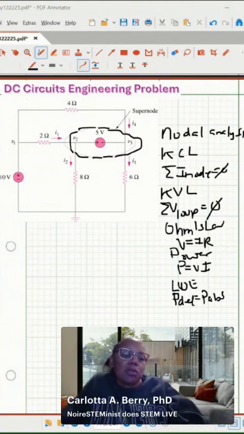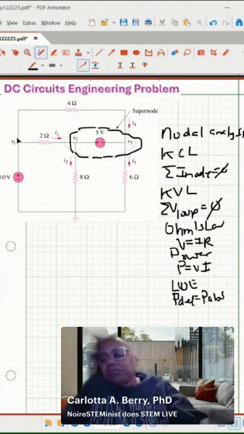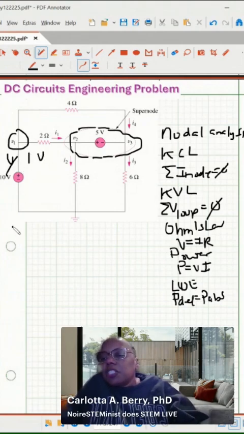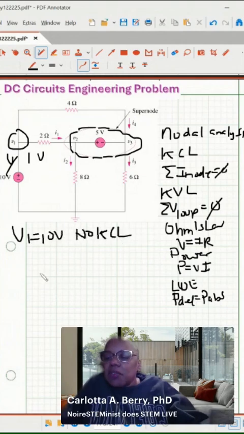Okay? So V1 is 10 volts. Whenever you know the node voltage, you do not have to do KCL. So because I know V1 is 10 volts, I don't do KCL at V1.